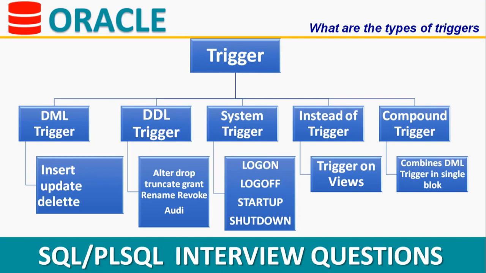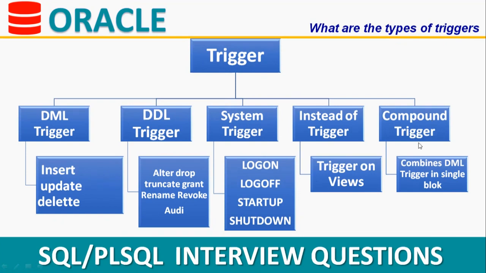So if you want to allow DMLs on complex views, we maintain INSTEAD OF view triggers. This trigger works for views. Except for this, all the other triggers work for DDL and DML on tables, and system event triggers work at the database level.